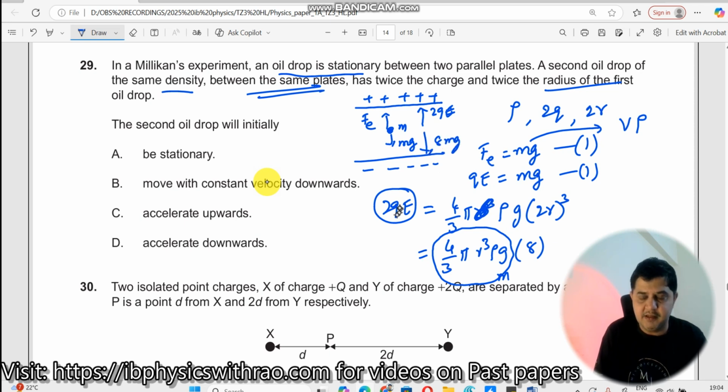8 times mg. When you had QE here, QE was balancing the mg. But here the electric force has definitely doubled, but the mg force has become 8 times more. So what can happen? This force is larger compared to the electric force, and the particle will start accelerating. Therefore, it accelerates in which direction? Downward direction.